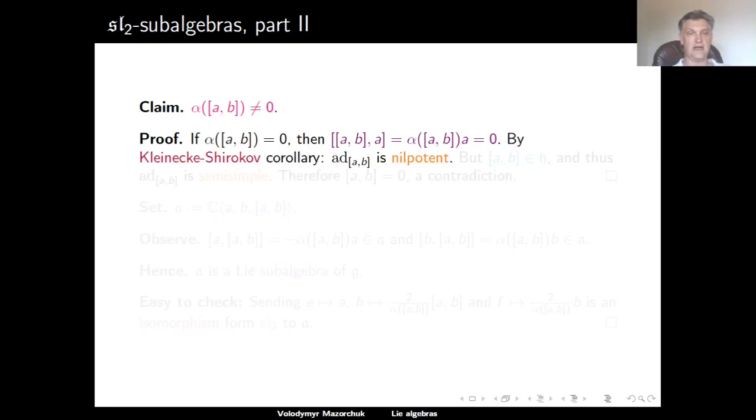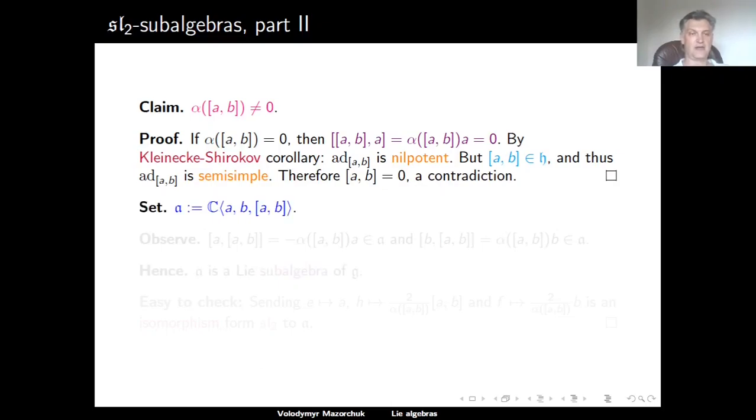Then we can use the Killing-Schur type theorem and deduce that the commutator of A and B is a nilpotent element. So the adjoint operator associated to the commutator of A and B must be nilpotent. But at the same time, this commutator belongs to the Cartan subalgebra, so it must be a semi-simple element because the adjoint operator of any element of the Cartan subalgebra acts diagonalizably on the Lie algebra. So when we have an element which is at the same time nilpotent and semi-simple, this element is 0, and this contradicts our previous observation.